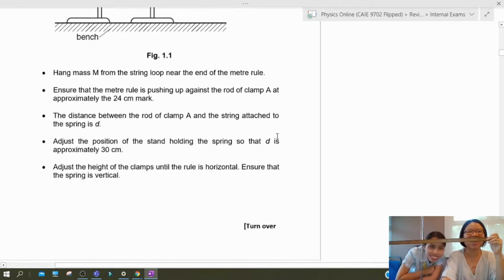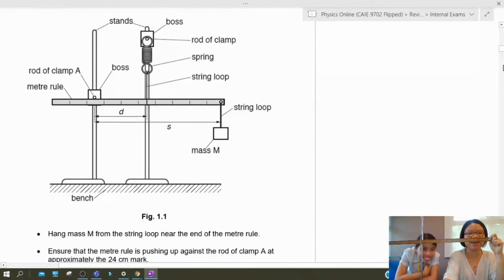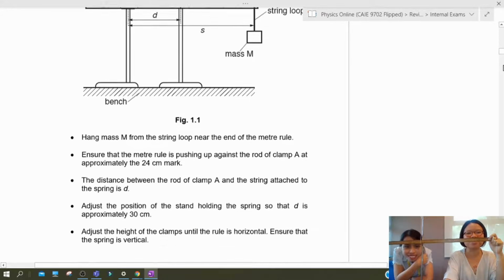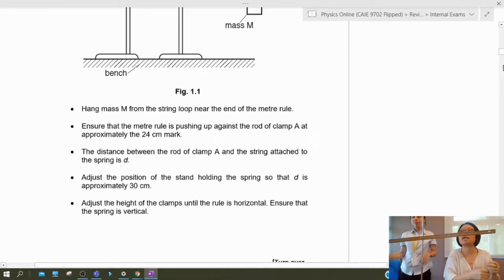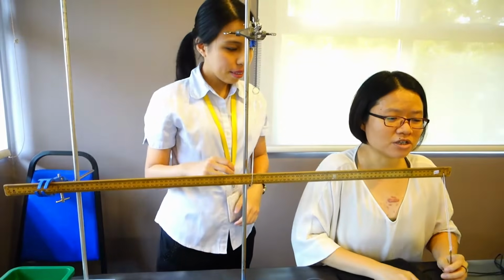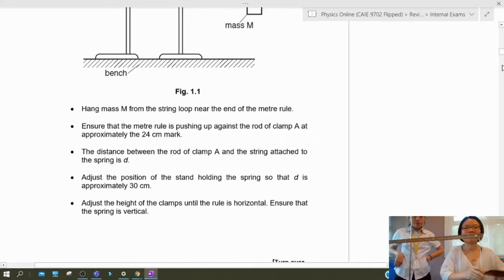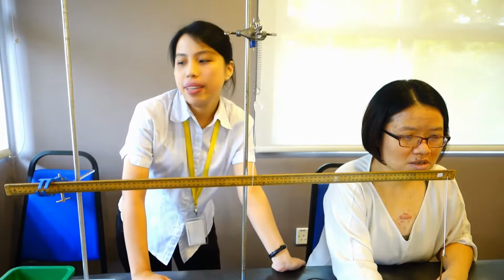Okay, let's read. Hang mass from the spring loop near the end of the meter rule. Okay, we hang. Just hang the mass a bit. Okay, hang. Ensure that the meter rule is pushing up against the rod of clamp A at approximately the 24 cm mark. What is rod of clamp A?